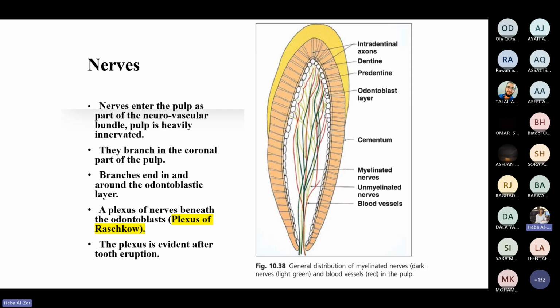The nerve supply of the dental pulp. The nerve supply into the pulp, as usual, comes from the apical foramina with the neurovascular bundle. The dental pulp is heavily innervated, and just like the blood supply, it branches and branches at the periphery of the root and in the crown. They branch coronally, profusely, to make a plexus called the plexus of Raschkow that is evident after eruption.